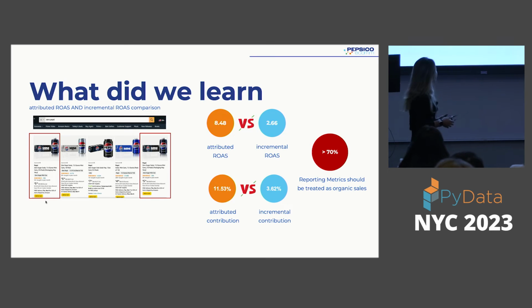So from our model, our prediction is that, I don't know what this brand is, probably I made that up. It's definitely not Pepsi, but one of the brands has a 2.60 incremental return on spending, and an attributed return on spending as high as 8.48.